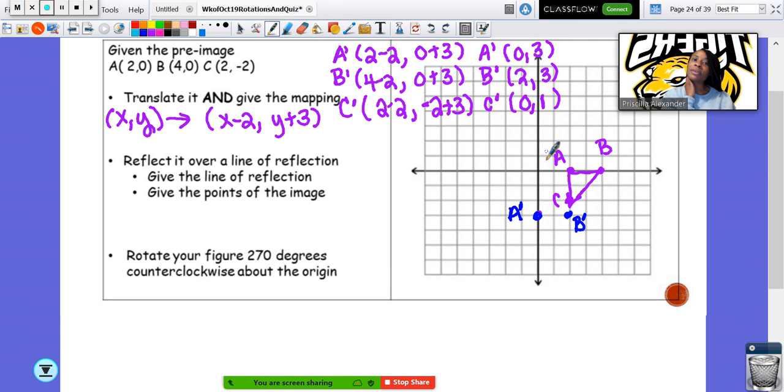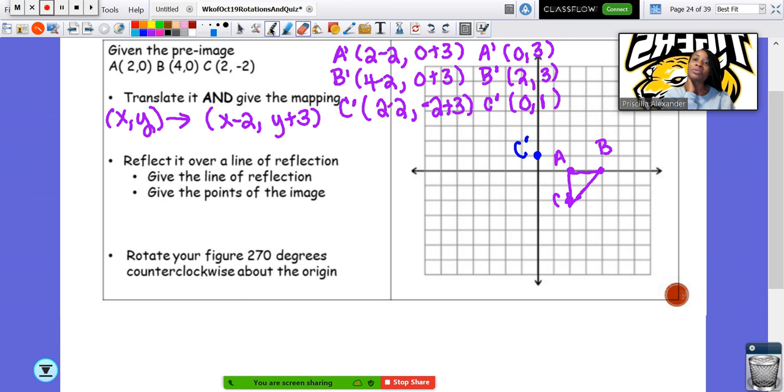And let me make sure I grab. Oh yeah, I know what's wrong, guys. And I'm going to leave this because I want you to see how some of you make these same mistakes. So what I did wrong here is I went down 3 instead of up 3. And some of you make those same mistakes as well. And it's okay. Just erase it.